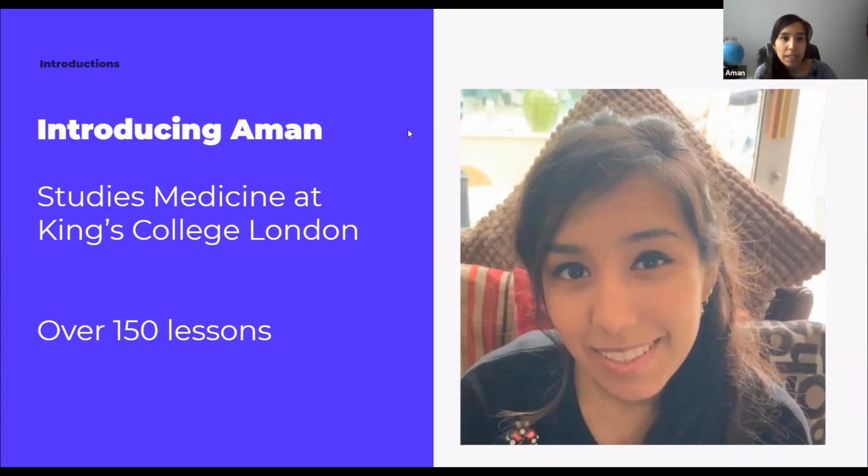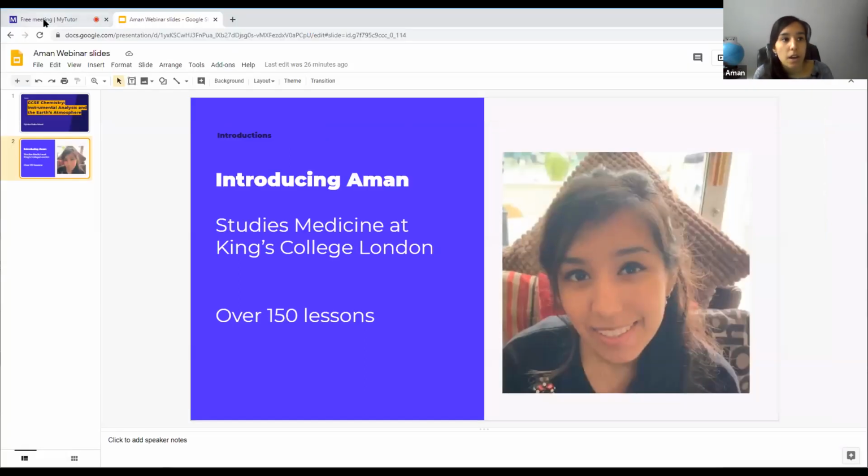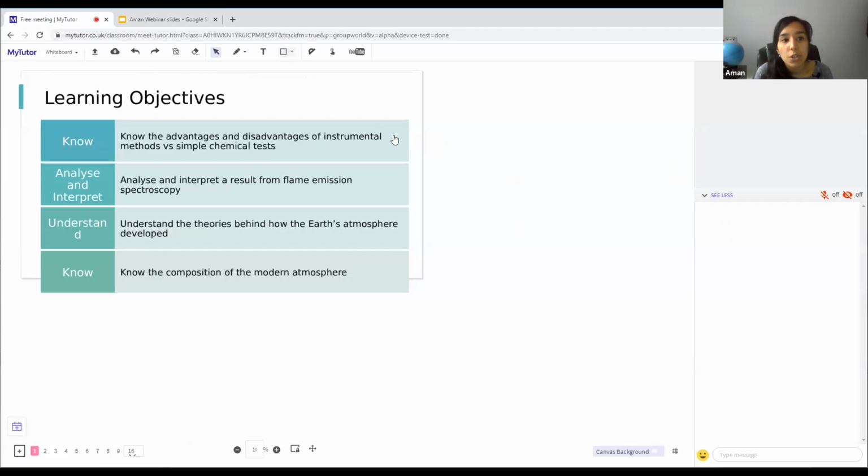Okay, so let's get started. Today's learning objectives are to know the advantages and disadvantages of instrumental methods versus simple chemical tests. You'll remember that on Monday we looked at simple chemical tests for the positive and negative ions. Today we'll be looking at one of the instrumental methods that we need to know about, and we're going to look at the advantages and disadvantages of those.